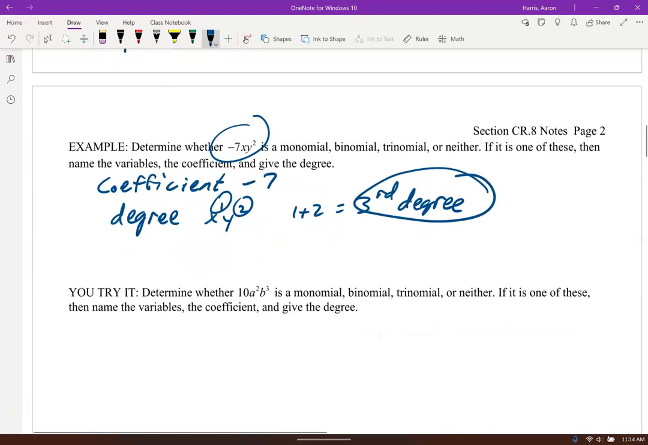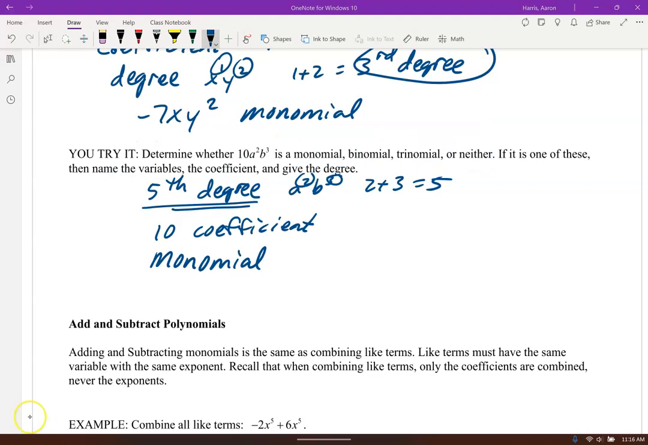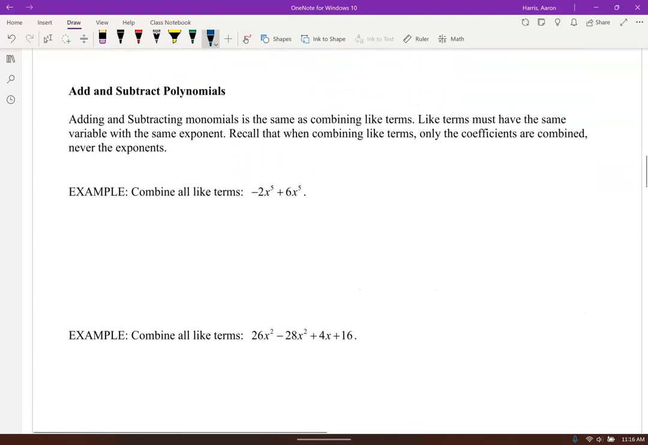Okay. So this one, go ahead and try that. Go ahead and punch that into the chat there. What's your coefficient? Is it a monomial, binomial, trinomial, or neither? And then what's the degree? Put those three things into the chat. Go ahead, check yourself. 5th degree, 2 plus 3 on those variables. A squared b cubed, so 5th degree. Coefficient is 10 in front, and it's a monomial.